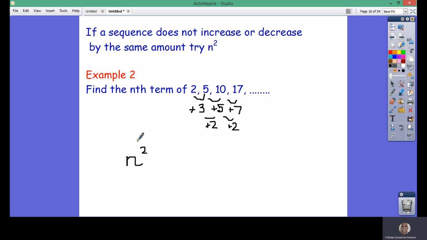So now I need to think, well, the rule n squared would give me the sequence 1, 1 times 1, 4, 2 times 2, 9, 3 times 3, and 16, 4 times 4, and so on. Okay, so what do I have to do to n squared to get the number in the sequence? Well, 1 to 2, I need to add 1, 4 to 5, I need to add 1, 9 to 10, and so on. So my rule for this sequence is n squared, add 1.